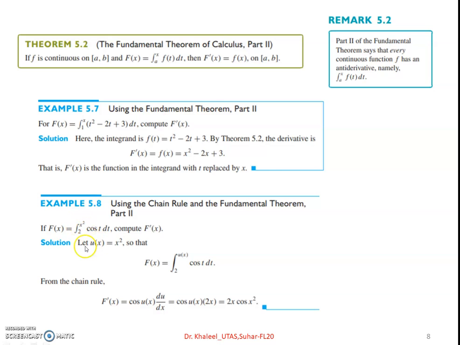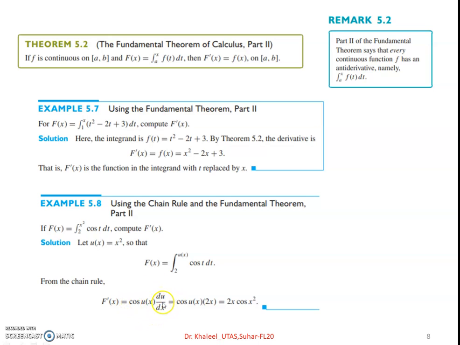So I assume that u(x) is equal to x squared, that is, I just change this variable x to u. Then I will write f(x) as the integral from 2 to u(x) of cos t dt. Then f prime x is cos of u(x), that is, t is replaced by u(x), times du by dx. This is the chain rule we are using here.